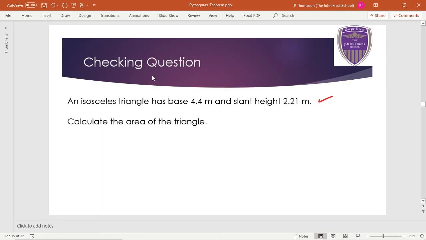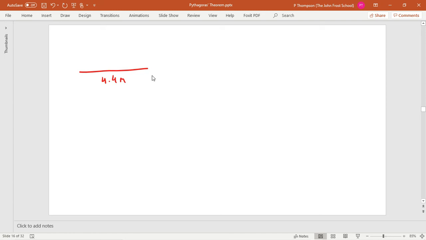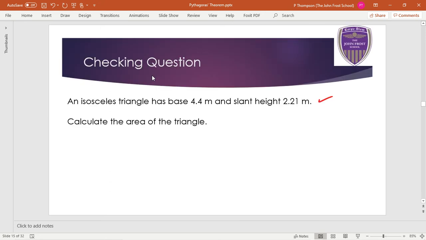What else did it say? Slant height 2.21 meters. So the slant height, this is an isosceles triangle, so that's going to be 2.21, and so is that as well, because it's isosceles. These two sides are the same. And I've got to find the area of the triangle.